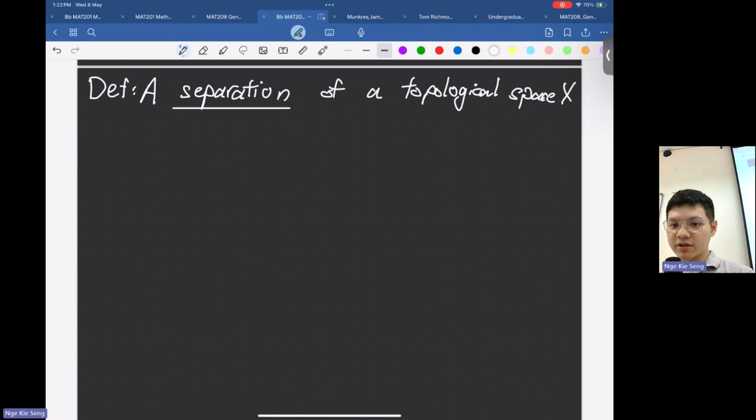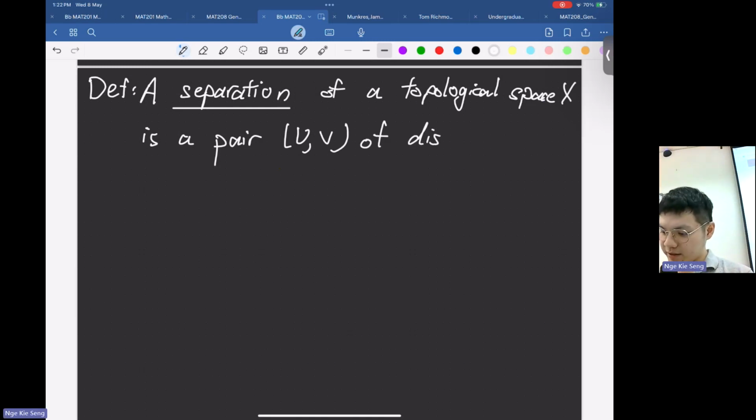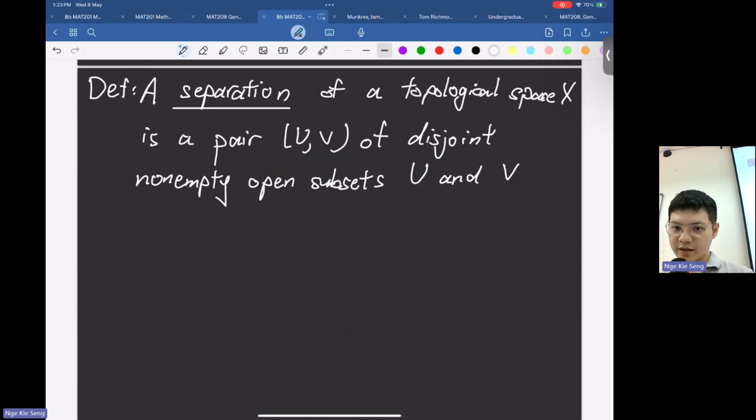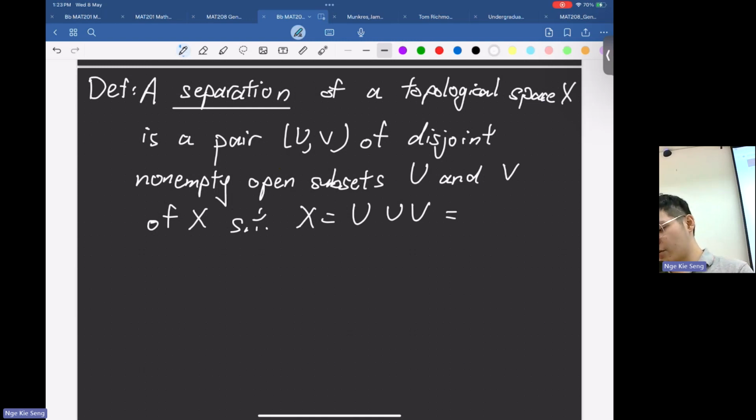A separation of a topological space is a pair U, V of disjoint, non-empty, open subsets U and V of X, such that X equals U union V. You can't say that I can split my set using the empty set and itself. That's a bit crazy, right? So it must be non-empty and disjoint. Sometimes, if it is disjoint, meaning the intersection is empty, you might see this notation here, the disjoint union.